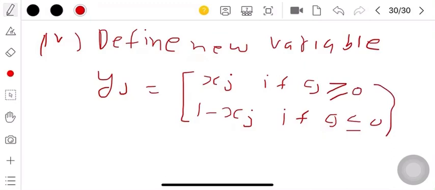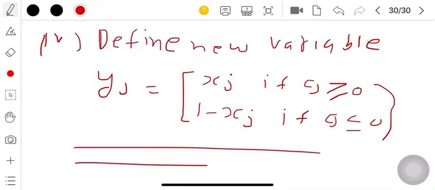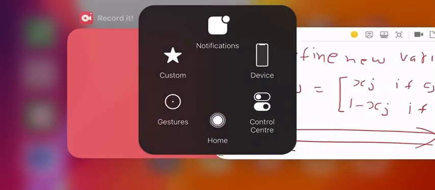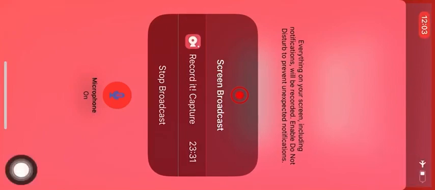As in the branch and bound method, it is also based on the use of a branching variable xj. Since xj is a binary variable, two branches are associated, one for xj equals 0 and the other for xj equals 1. This is how the problem will be solved. Once we convert it into the standard form, the problem can be easily solved. So this was simply the introduction of the branch and bound method.